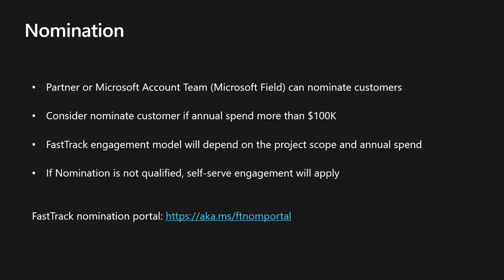So let's talk a little bit about the nomination. Like I mentioned, it is the partner or the Microsoft account team or Microsoft field that nominates customers for Fast Track engagement. Partners will do this through a nomination portal, and Microsoft will be using some internal tool. Now, regardless of who does the nomination, it is important that we get as much valid and correct information as possible. We want to know about the scope of the project with as much detail as you can share. This includes what part of the Dynamics 365 apps and platform you plan to utilize and how this is planned to impact your business.